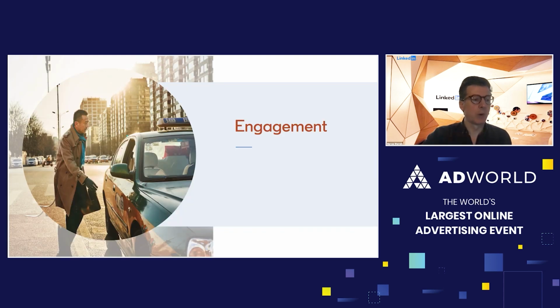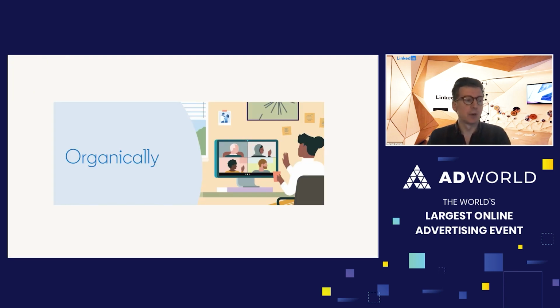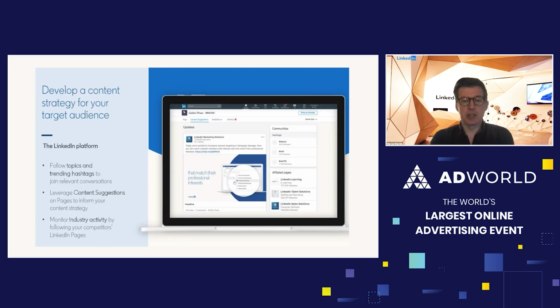So the next thing we look at is, once you're targeting them, how do you engage them? There's two ways really, if we look at it in the grand scheme of things. One is organically. So this could be setting up a content strategy. Once you have your company page set up on LinkedIn, you can look at topics, following what are trending hashtags. And you will also get content suggestions on your company page.